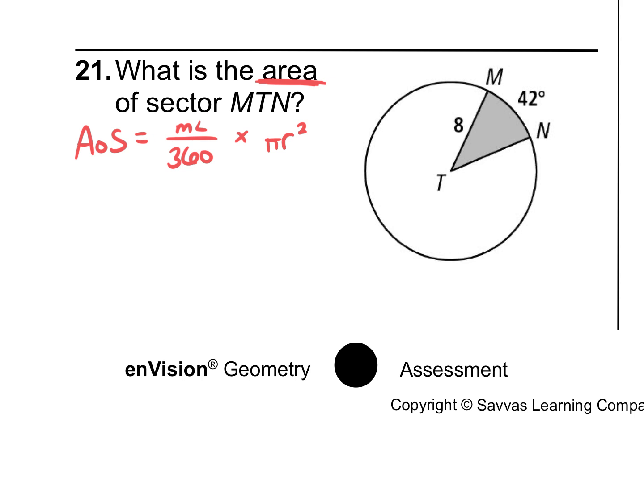What's my main angle of this sector? 42 over 360 times pi, what's the radius? 8, and then squared. What needs to happen first before you plug it into your calculator? Do this first. 8 squared, get rid of that first, and then you can type in your calculator. The final answer you should get is 23.5.